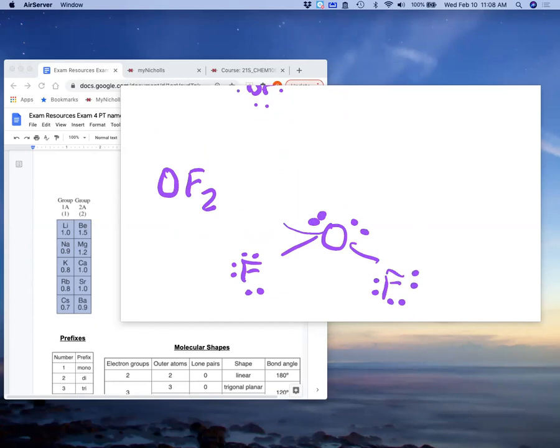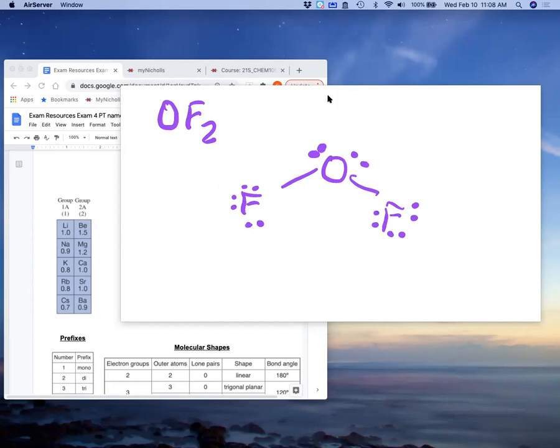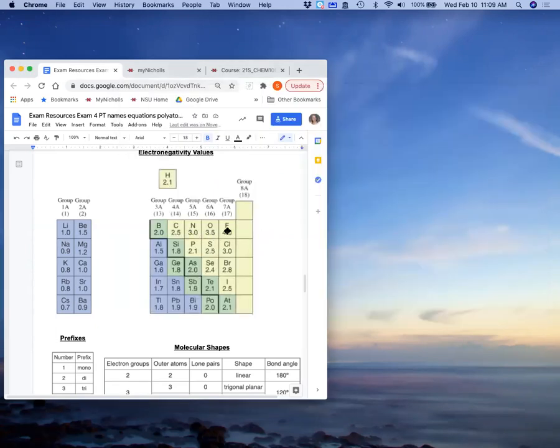Okay. So now, do oxygen and fluorine have the same electronegativity? No. Fluorine is going to be more electronegative than oxygen. I just lost my thing again. So the electrons are going to be pulled towards fluorine. See if I can get this back again. I don't know why it keeps dropping me. There we go.